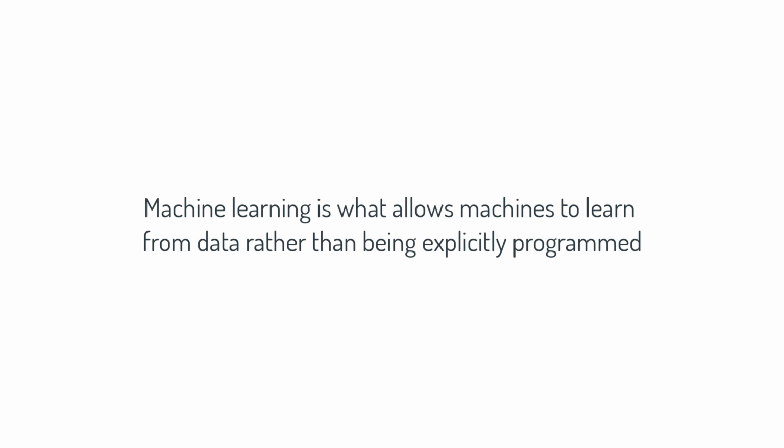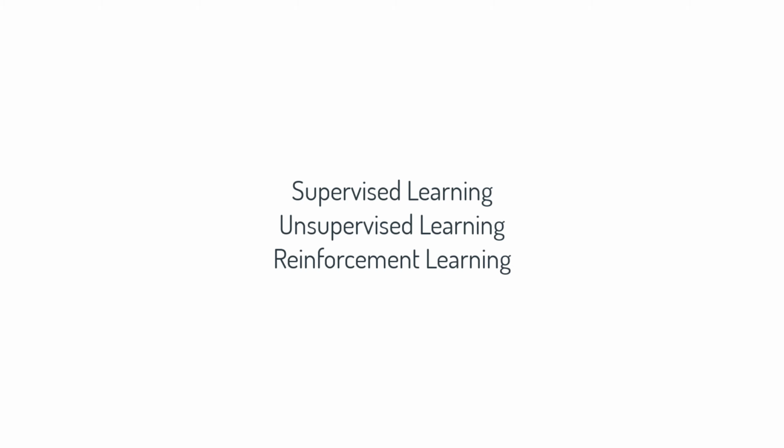Let's now talk about a very important part of AI, which is machine learning. Now, machine learning is what allows machines to learn and improve over time from data instead of them being explicitly programmed. So when it comes to machine learning, we have three different types. We have supervised learning, unsupervised learning, and then reinforcement learning. What exactly are they? Well, let's start with the supervised learning.